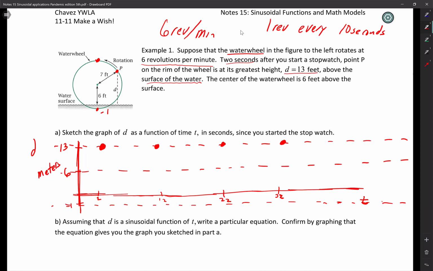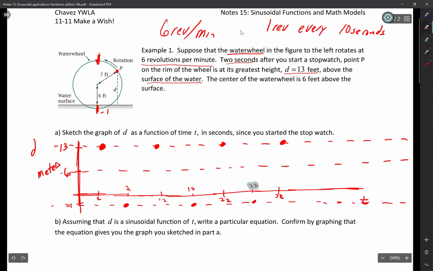If it takes 10 seconds to do a complete revolution, I know 5 seconds later, I've done half a revolution. So 5 seconds from the high point, I know that I'm at a low point. Does that make sense? So 5 plus 2 is 7. So I'm going to say 7 is right there. So at 7, put a point at -1. And I'll just repeat every 10 seconds. At 17, put a point at -1. At 27, put a point at -1.